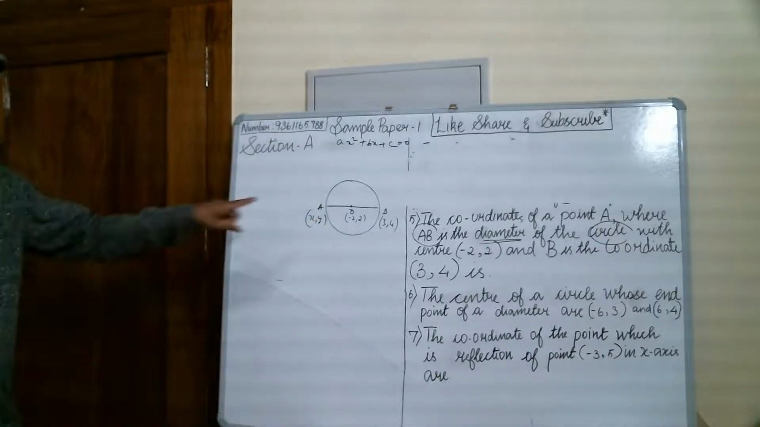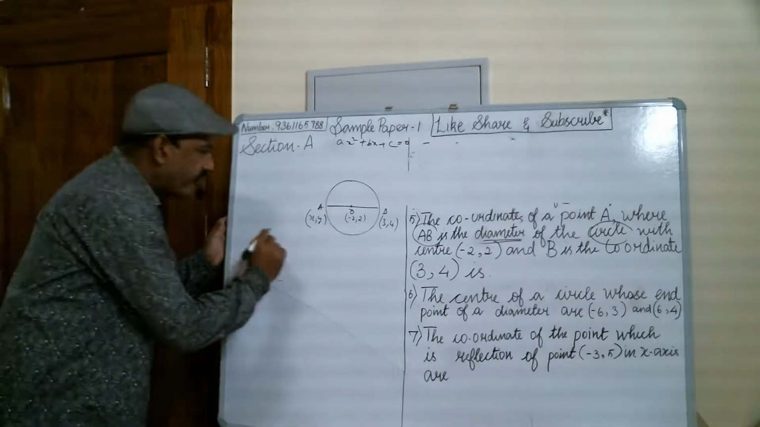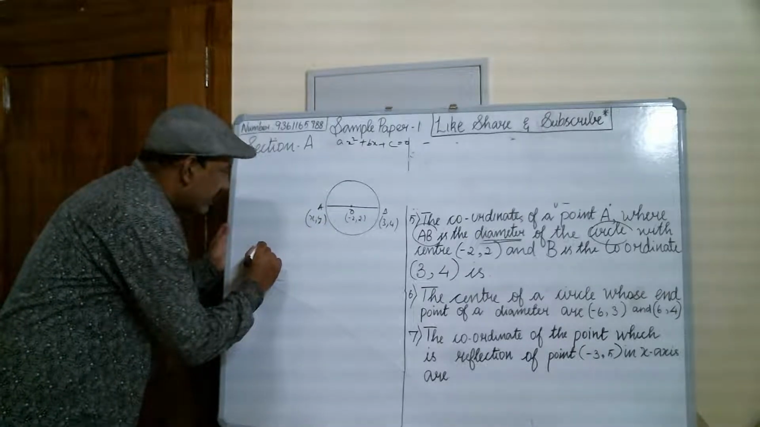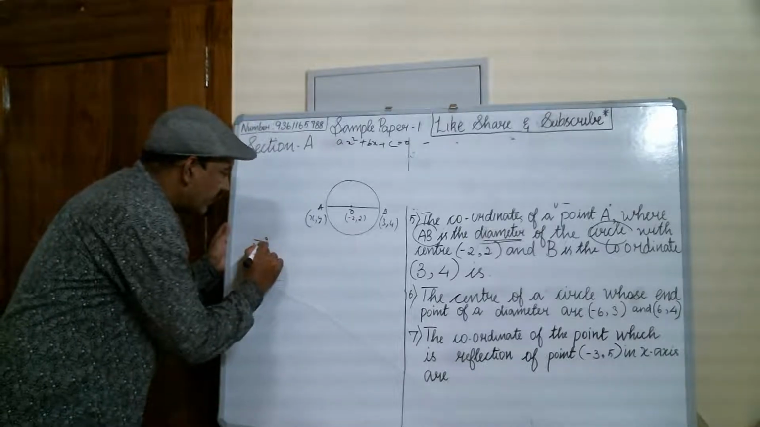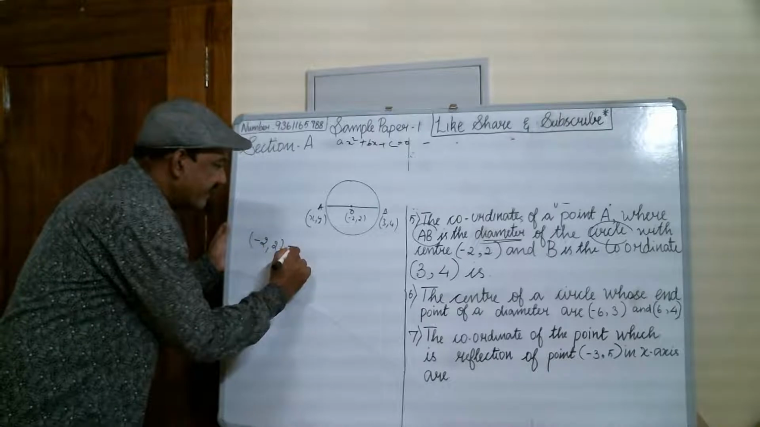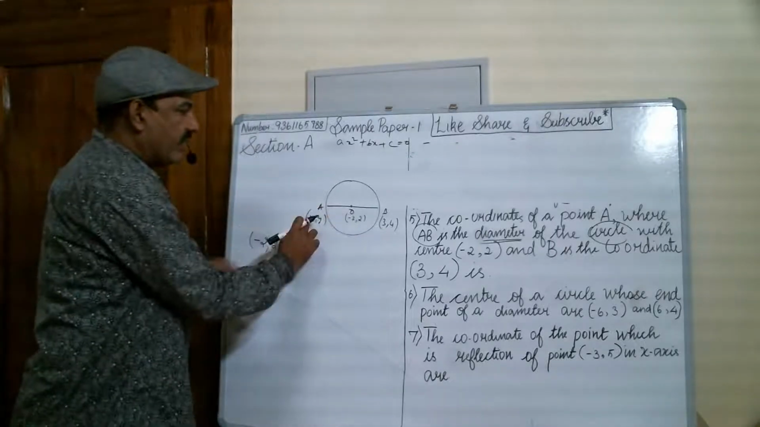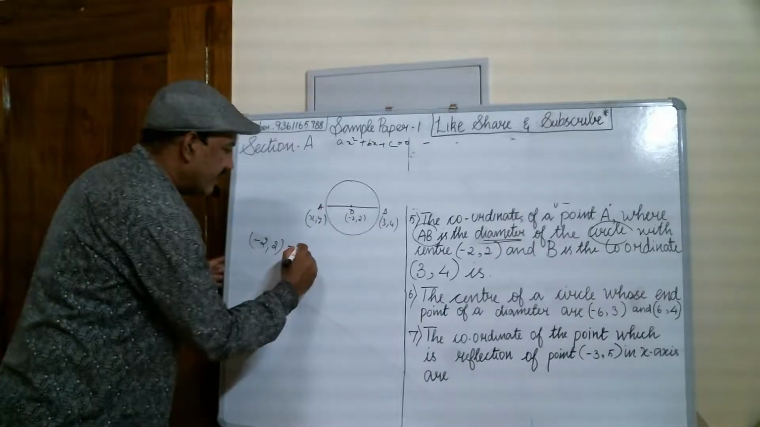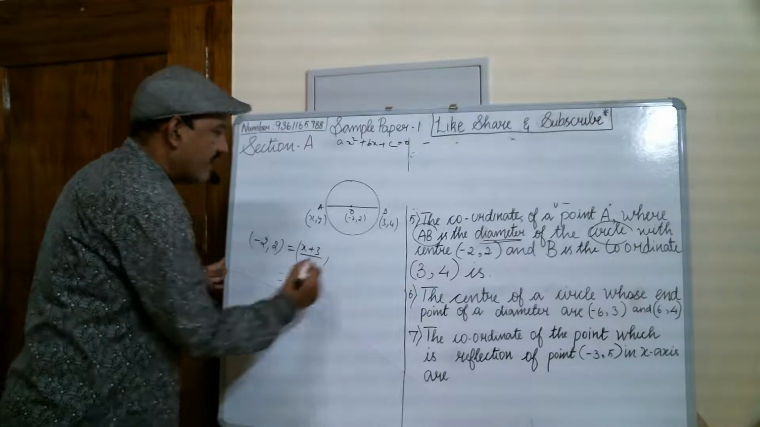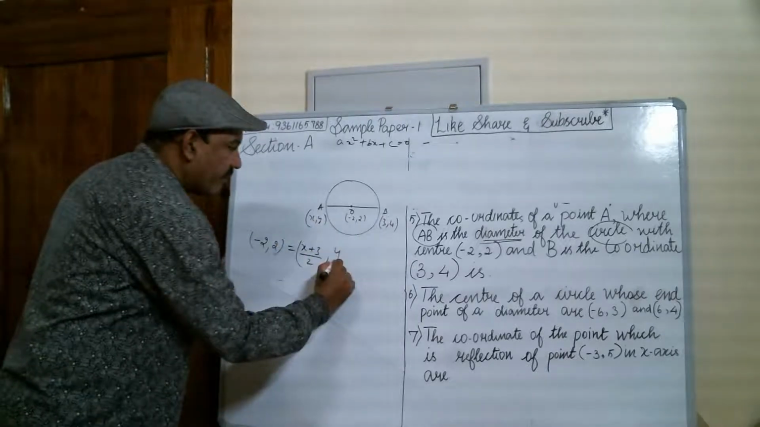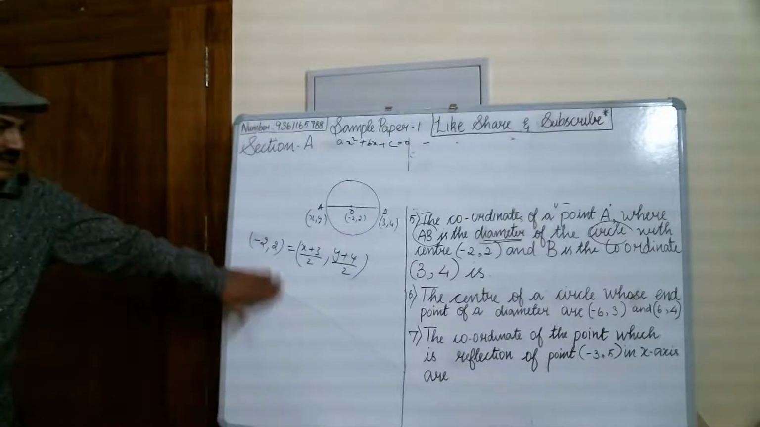Now you know that O is the midpoint of AB. Correct. So what is the midpoint formula? The midpoint -2, 2 will be equal to, the formula for midpoint is add the x values divided by 2, add the y values divided by 2. Up to this is okay.